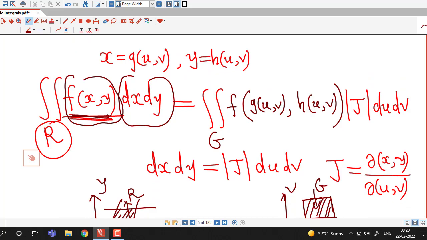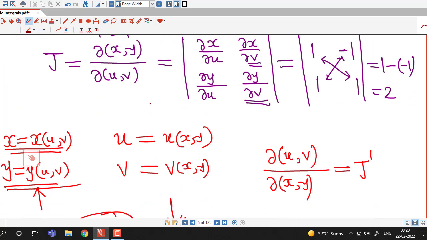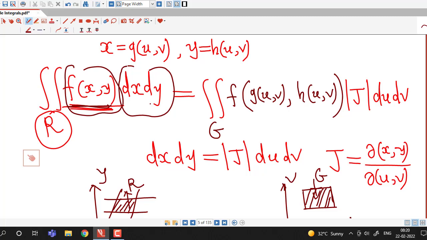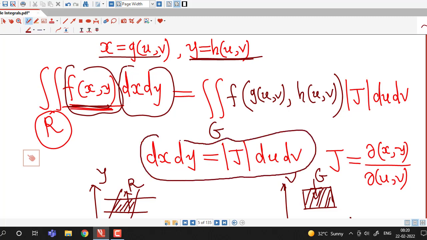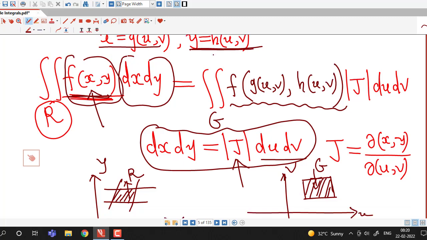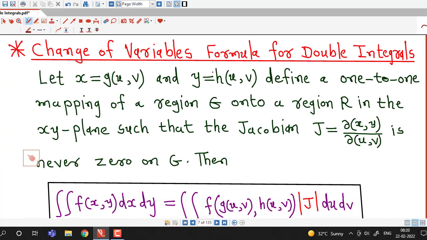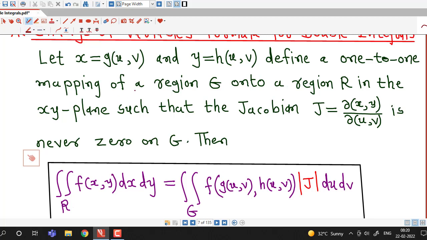For the time being you have to remember what the Jacobian is, and if we apply this substitution in double integrals, or if we apply this change of variables, then we have to remember this formula. dx dy will be replaced by the absolute value of the Jacobian times du dv, and this function f(x, y) will be converted into a function of u and v by replacing x by g of u, v and y by h of u, v. So that formula is known as the change of variables formula for double integrals. I have written it here systematically.